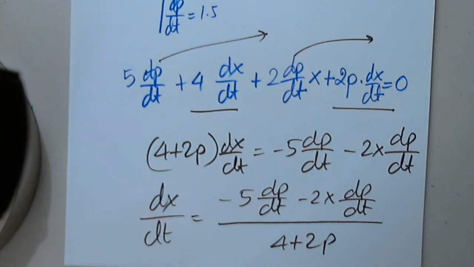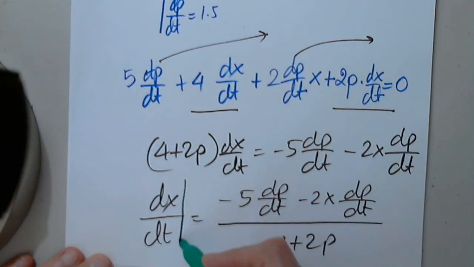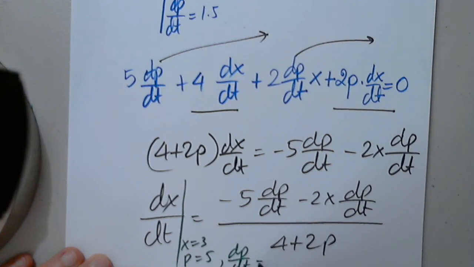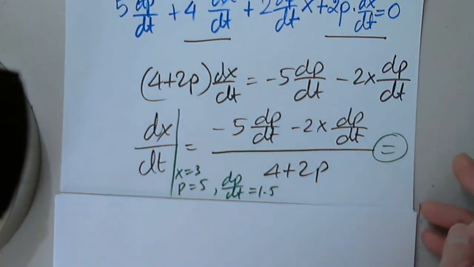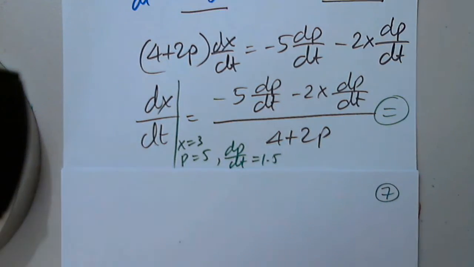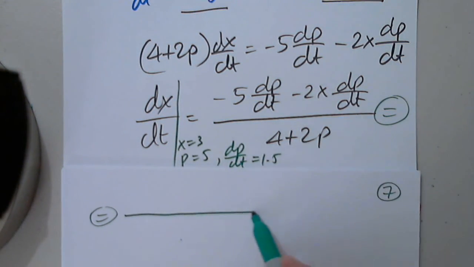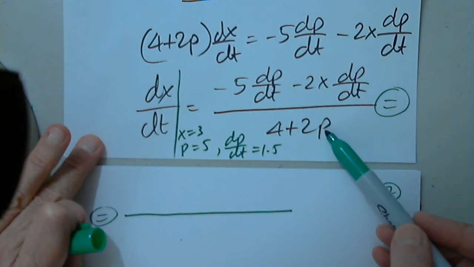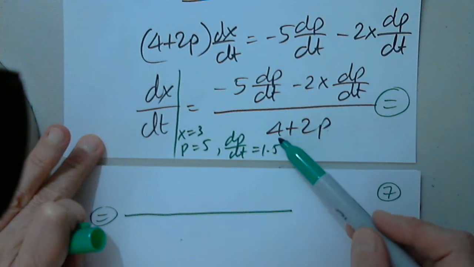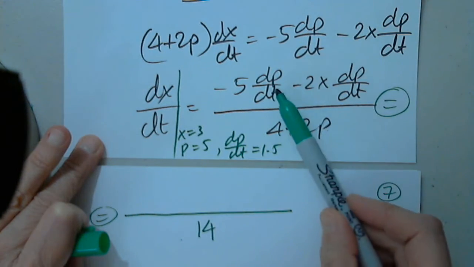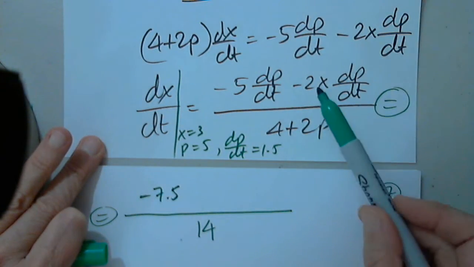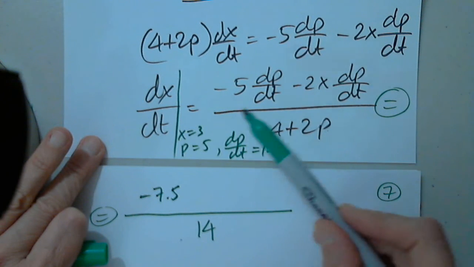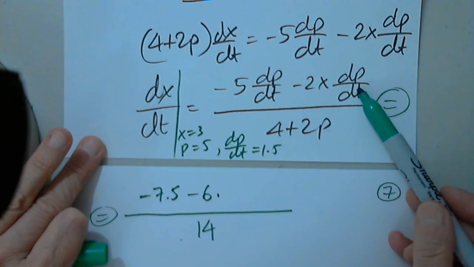And of course, it's done. All I need to do now is plug in all those. X equals 3, p equals 5, and dp over dt is 1.5. Okay. P is 5. 2 times 5 is 10, plus 4 is 14. dp is 1.5. Negative 5 times 1.5, negative 7.5. Negative 2 times x is negative 6. And times dp over dt, which is 1.5.